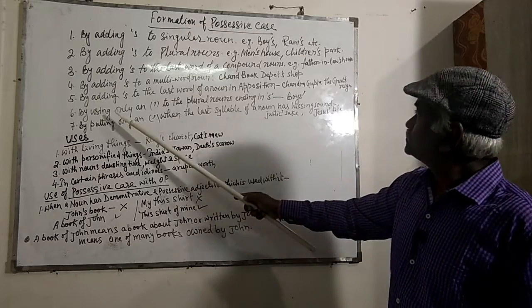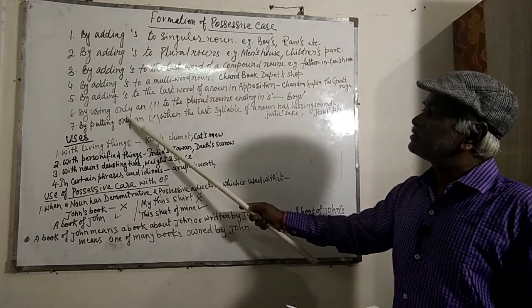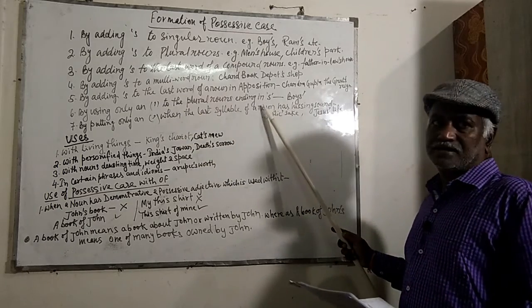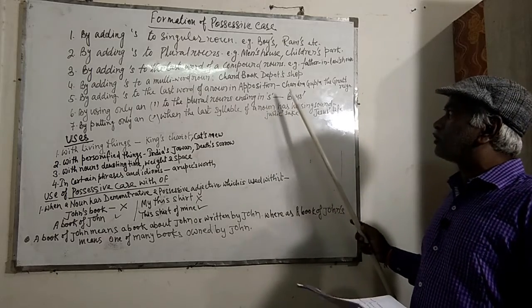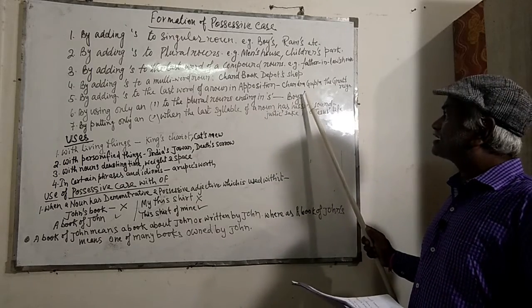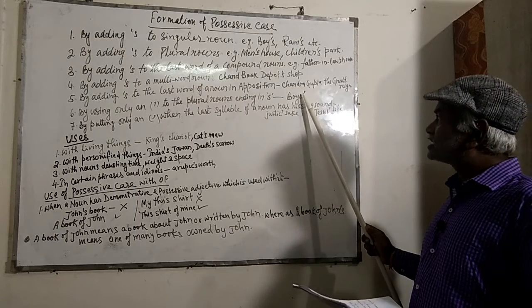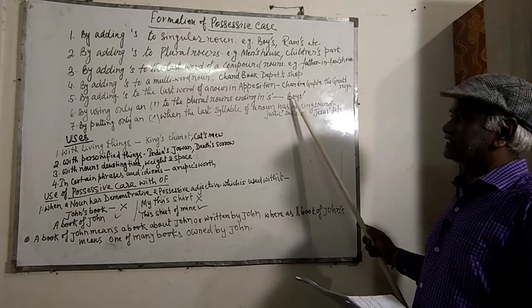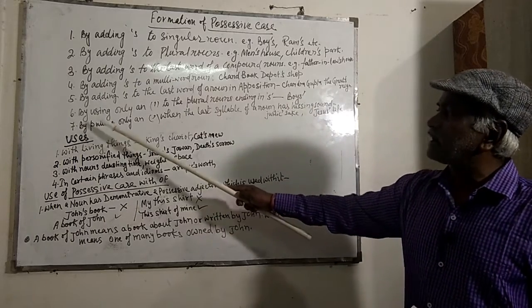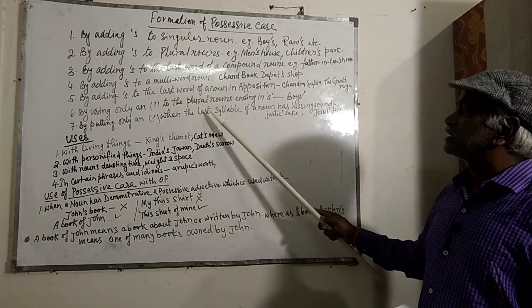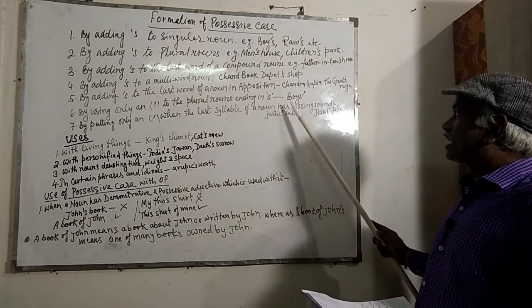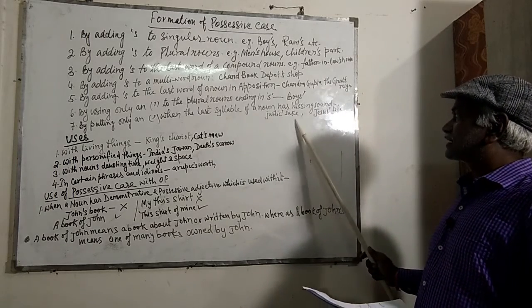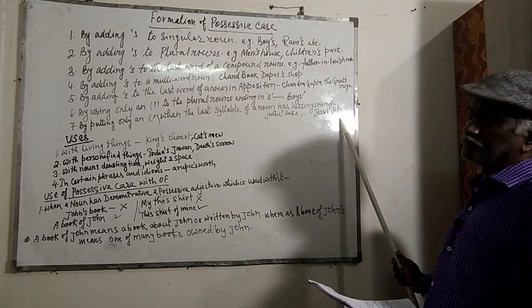And the sixth one is by using only an apostrophe with plural nouns ending in s. The plural form of boy is boys, and when we add an apostrophe after the s, it becomes boys' belongingness. Then the last one is by putting only an apostrophe when the last syllable of a noun has many hissing sounds. For example, justice' sake, Jesus' lied.